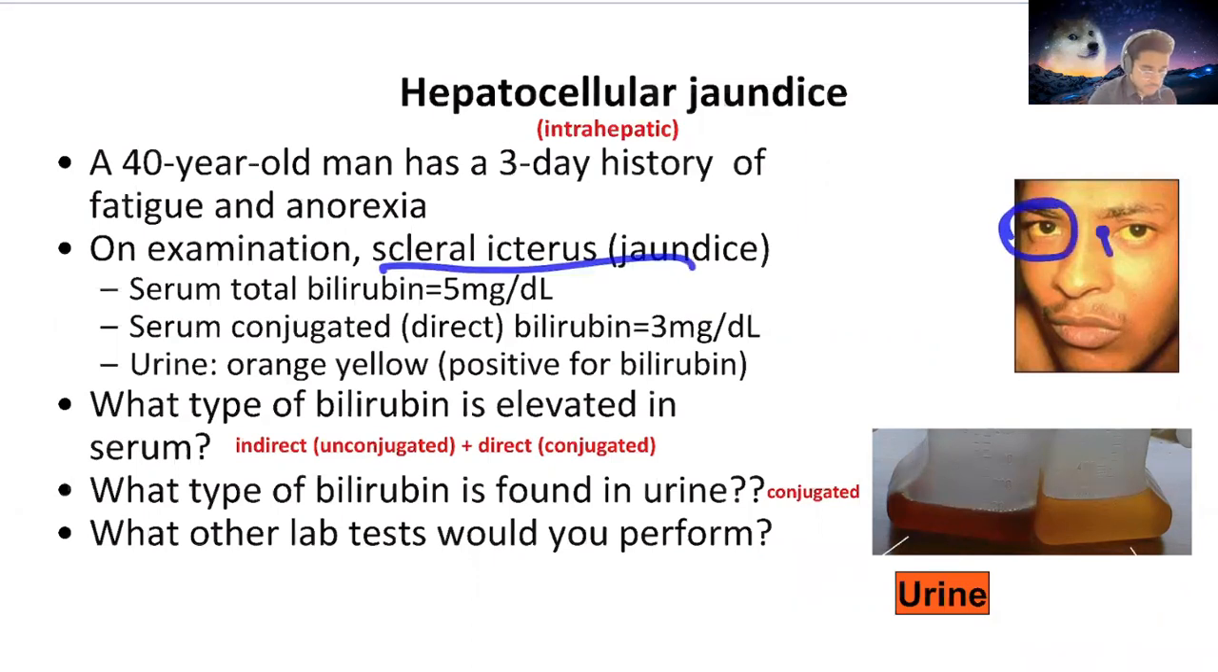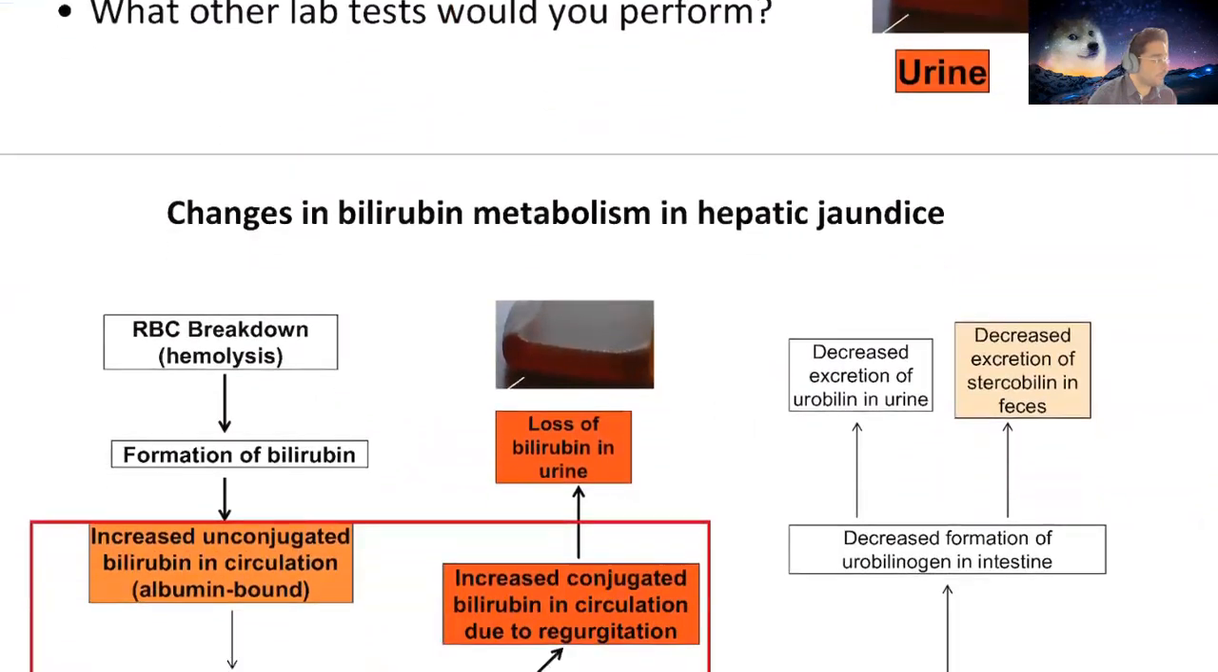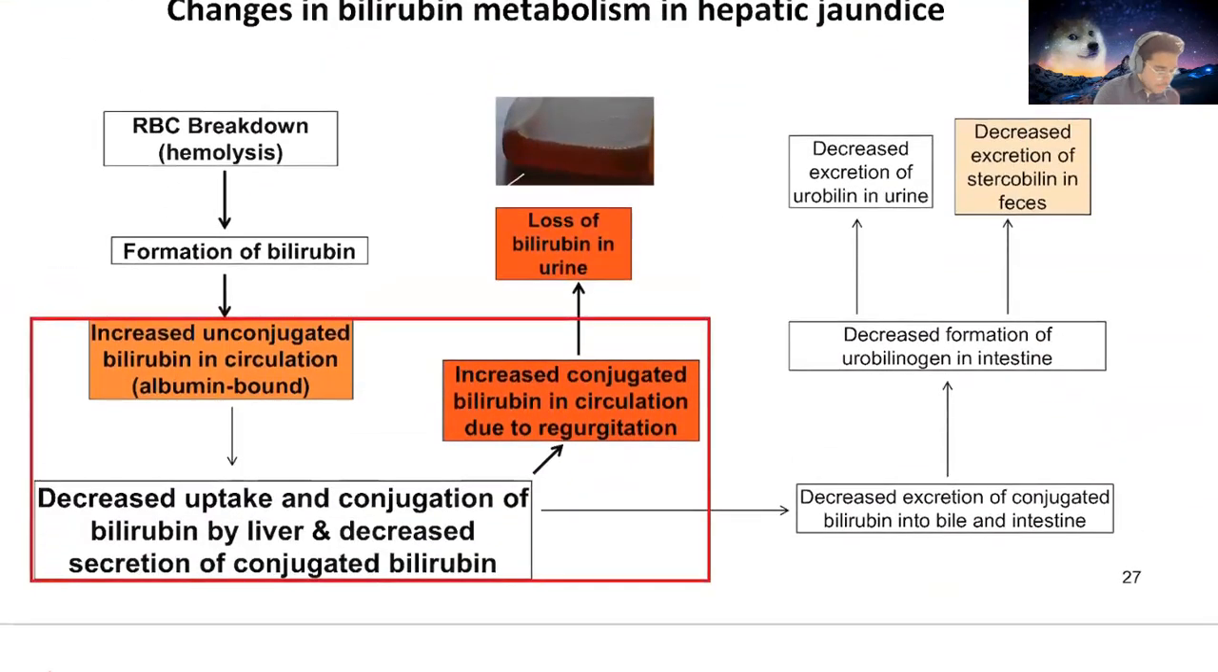Whenever you see any sort of yellowing of the sclera, you're going to see it in the eyes. Indirect, unconjugated, and direct bilirubin are also going to be elevated because your liver just can't keep up. Okay. Your RBCs are dying, right? Bilirubin is bound to albumin from the splenic component to the liver, with increased unconjugated bilirubin in circulation.